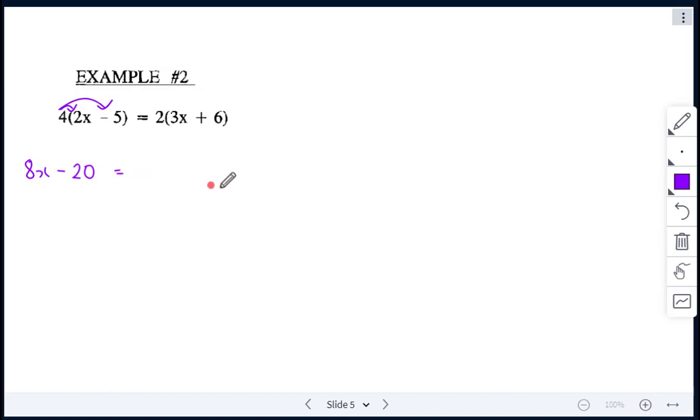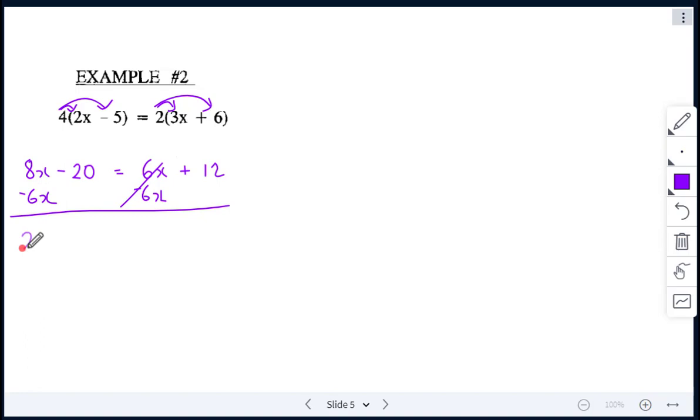On our right-hand side, we have to do the same thing because we have a 2 in front of the bracket, so we're multiplying everything inside the bracket. 2 times 3x gives me 6x, and then 2 times 6 is positive 12. So now we have our equation here. Now this looks like a type 3 equation because we have an x on the left and an x on the right. So we need to bring this 6x over to the left side. We're going to subtract that on both sides.